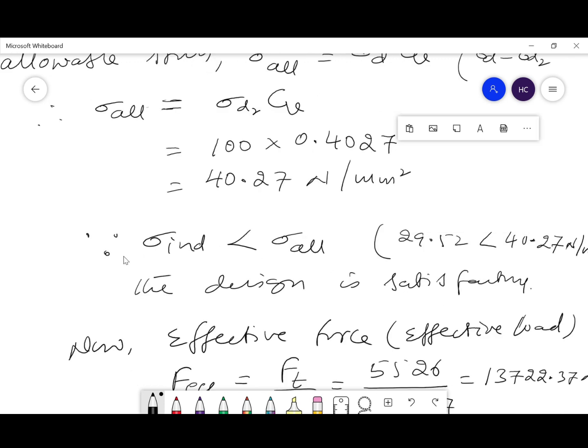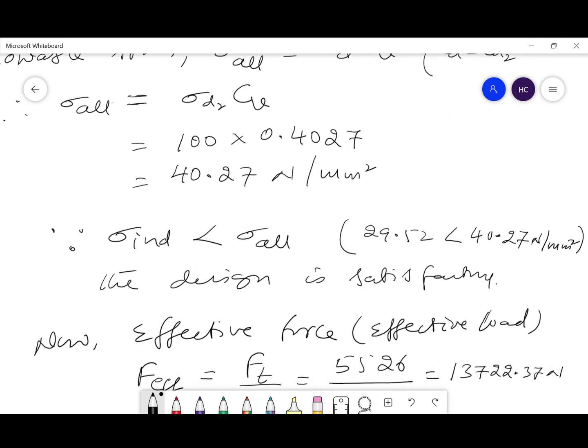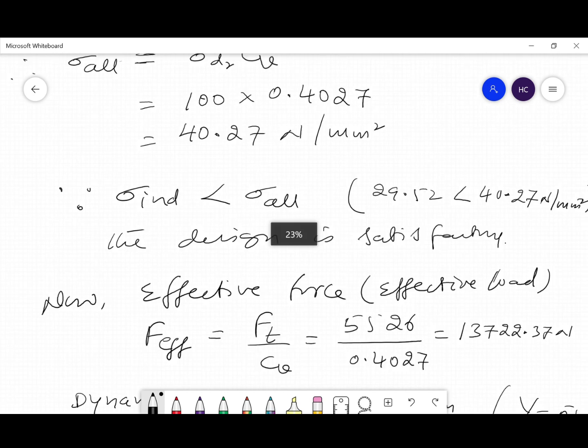So now we see that induced stress is less than allowable stress, that is 29.52 is less than 40.27 Newton per millimeter square. Hence the design is safe. Design is satisfactory.